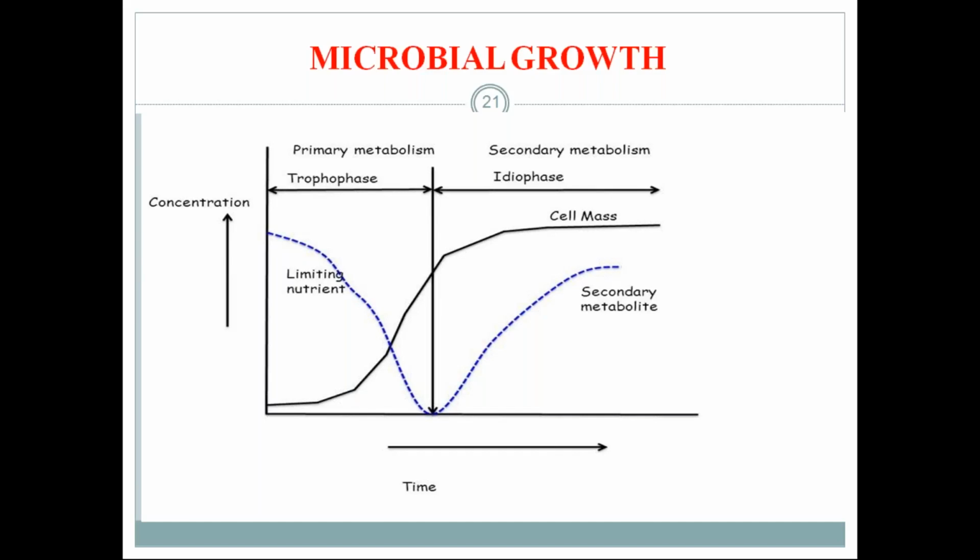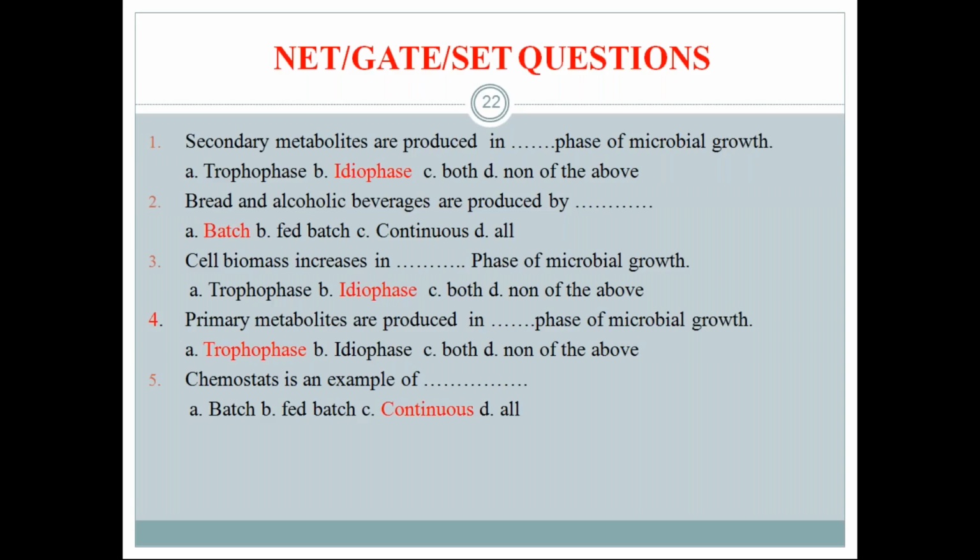Now see the questions. The first question is: secondary metabolites are produced in which phase of microbial growth? Trophophase, idiophase, both, none of the above. So the simple answer is, what is the answer?